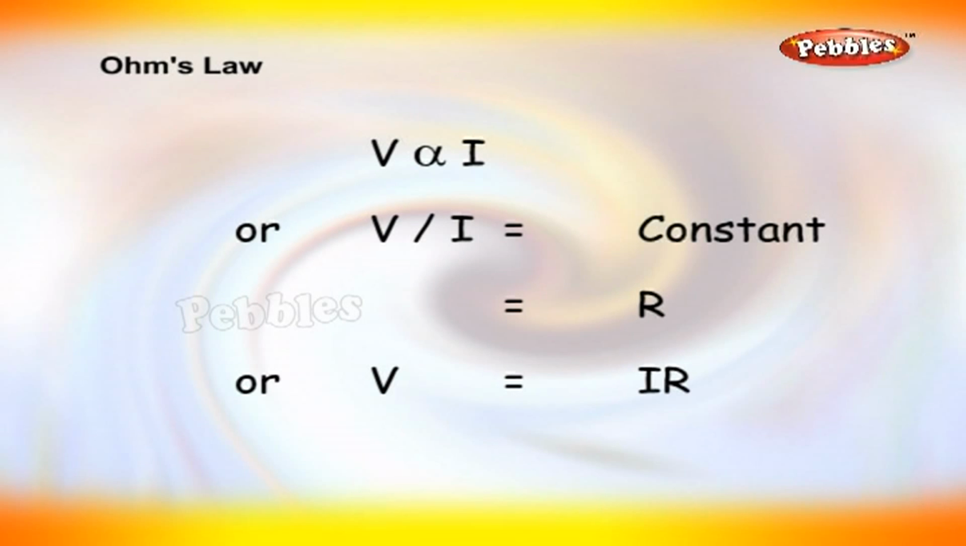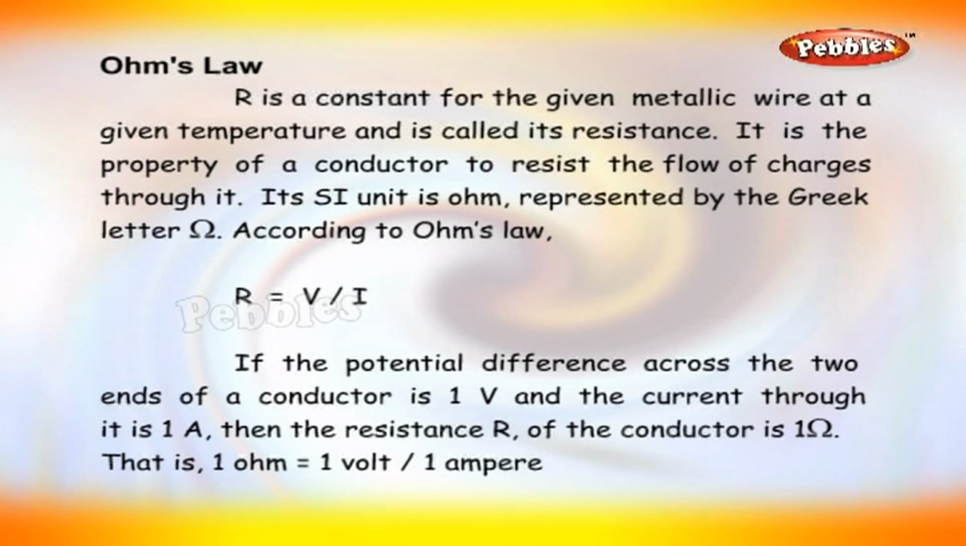In other words, V ∝ I, or V by I is equal to a constant, equal to R, or V is equal to IR. R is a constant for the given metallic wire at a given temperature and is called its resistance. It is the property of a conductor to resist the flow of charges through it. Its SI unit is ohm, represented by the Greek letter omega. According to Ohm's law, R is equal to V divided by I.